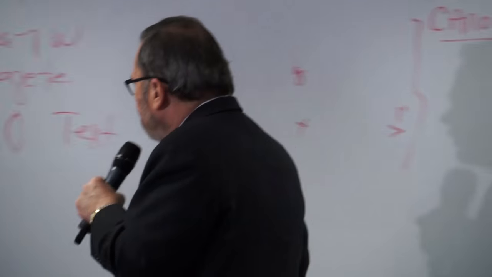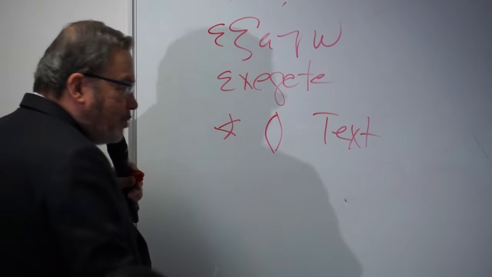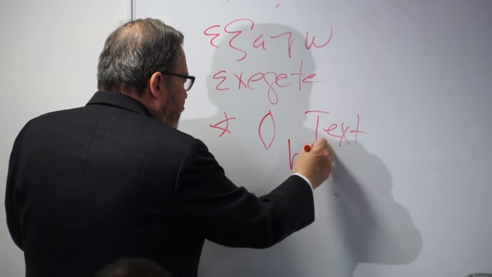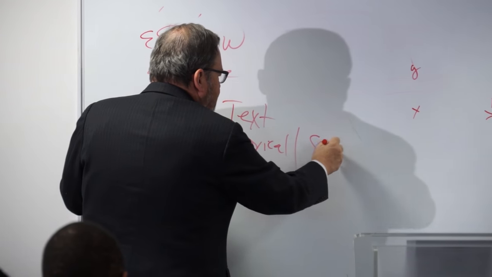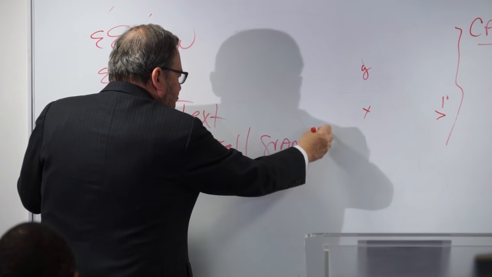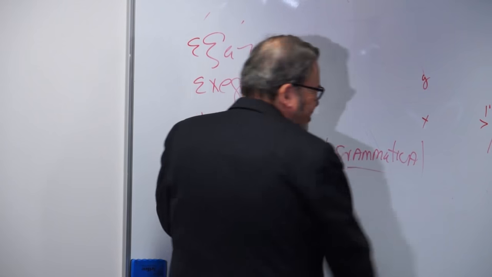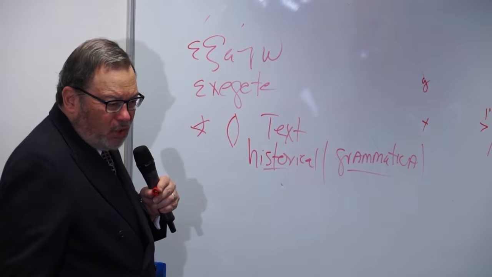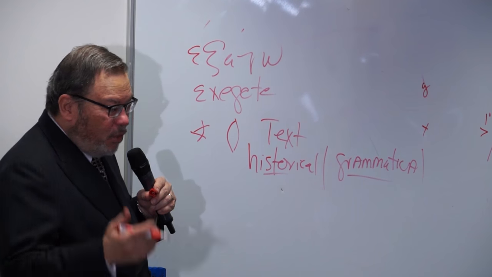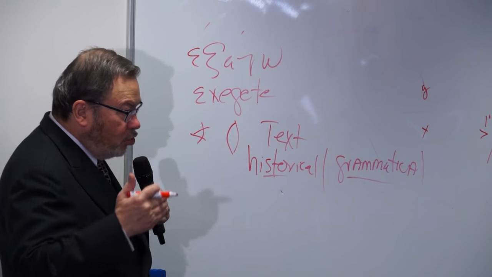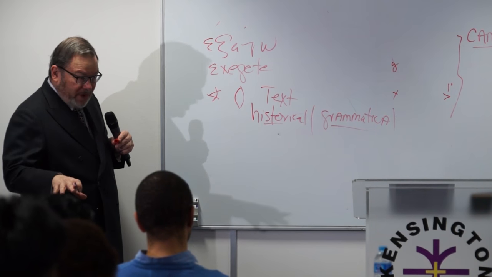Now, exegesis looks at the text through a lens. The lens I prefer is called the historical grammatical lens, and that is trying to get the plain meaning of the text from the history and grammar of the text. It's basically evangelical interpretation. What does the history of this word, what does the grammar say? I try to get at the text that way.